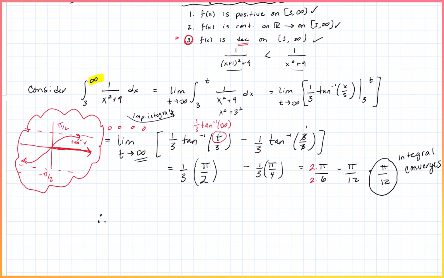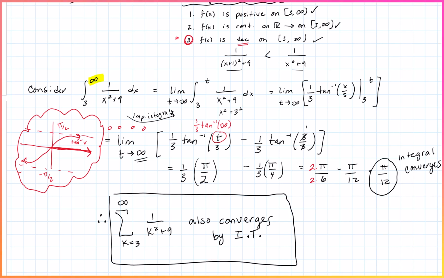Now we say, therefore, the series 1 over k squared plus 9 from k equals 3 to infinity also converges by integral test. And I'm just going to write IT for short for integral test. But we know that the series converges by the integral test. Now, those notes that we were talking about earlier, this is not actually the value of the series or the sum of the series.